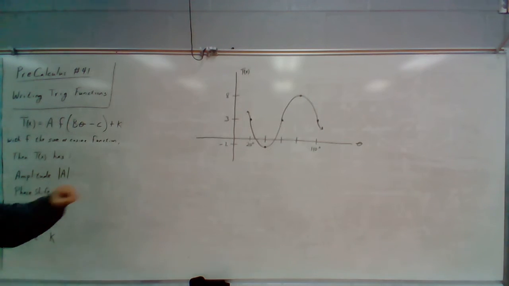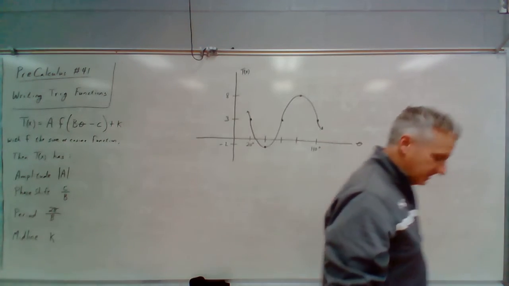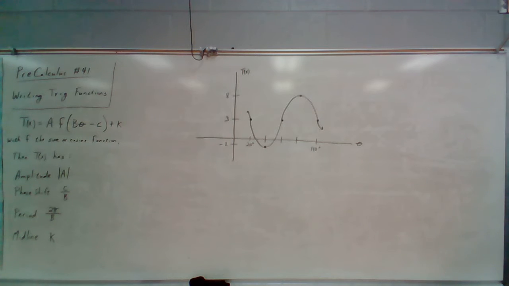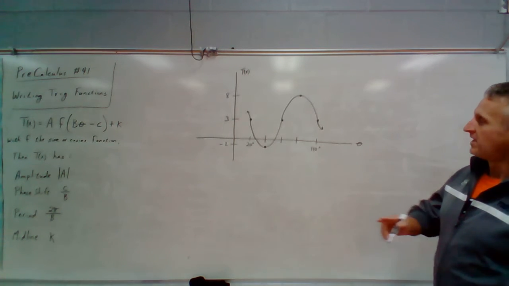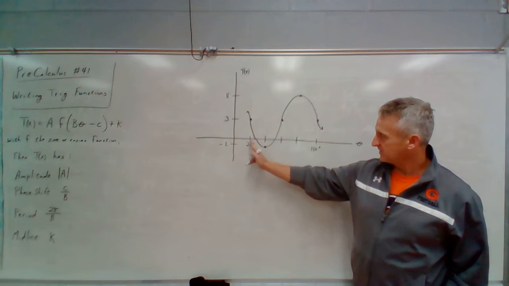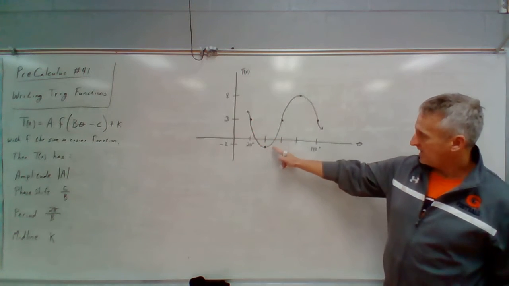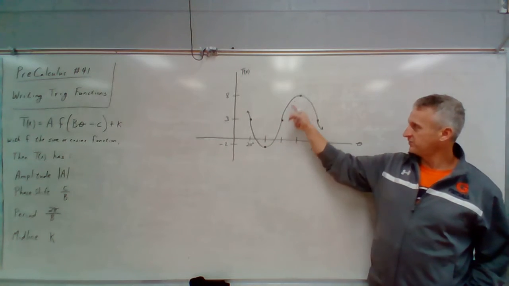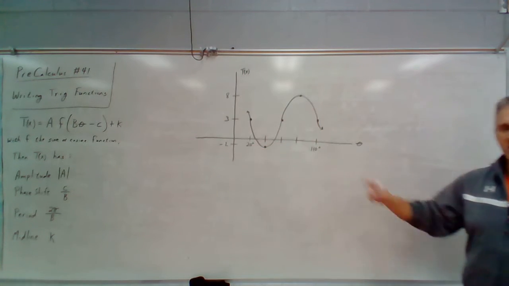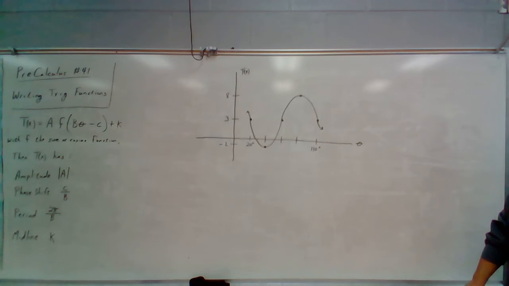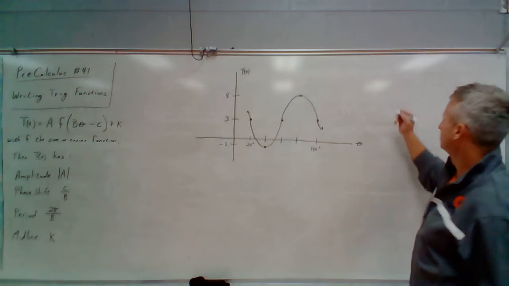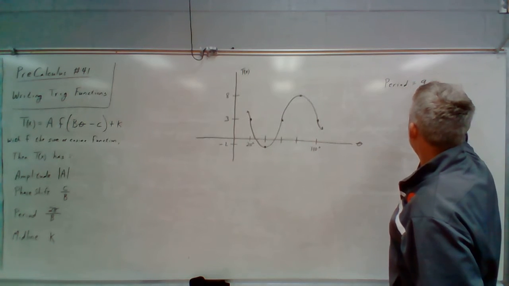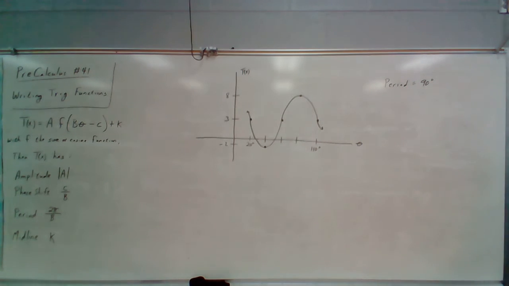So what we're going to do is look at a graph, and try to write a function for it. Let's go for it and see what we got. Notice first of all that this function has a period of 90 degrees. It goes through one full cycle between 20 degrees and 110. So 110 minus 20 is 90 degrees. So the first thing we notice is that the period is 90 degrees.